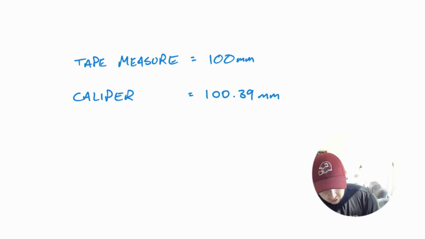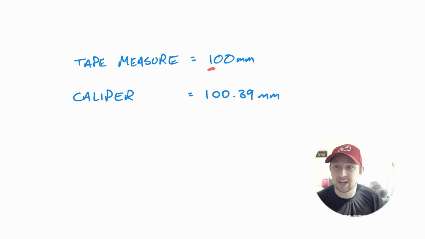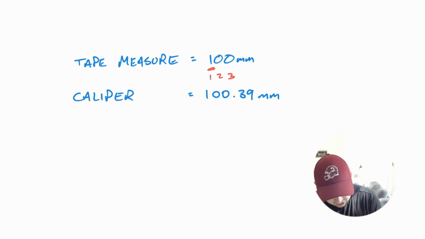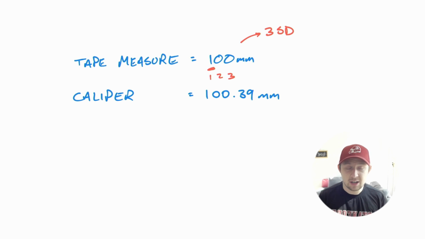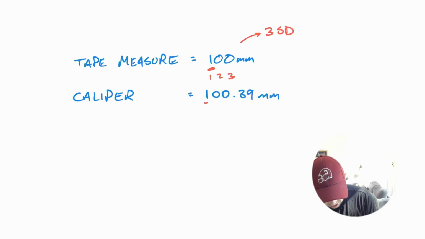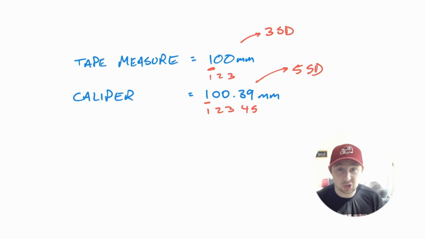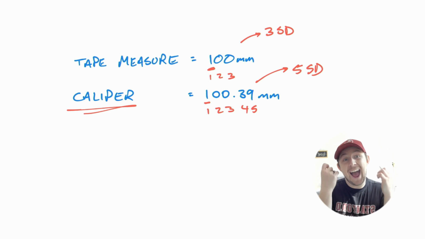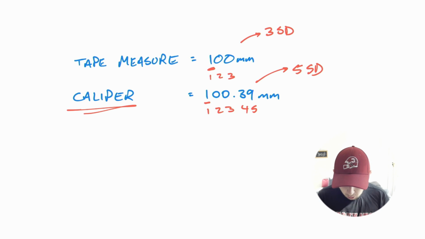Let's start with the tape measure first. I'm going to start here at that 1, and I'm going to count 1, 2, 3. So this guy here has 3 significant digits. Now, when we count down here, we start at the first non-zero. That's 1, 2, 3, 4, 5. This guy has 5 significant digits. What that means is that this tool here was a much more accurate tool than what we used before.